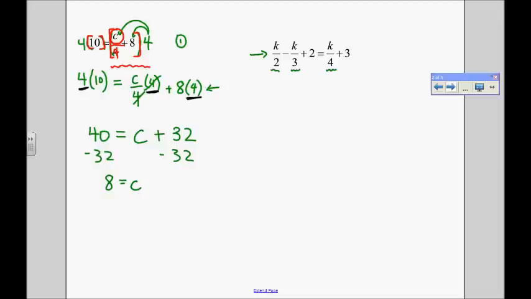Because when you multiply 4 over 2, this is going to reduce to 2. So it's going to get rid of the denominator of 2. So to lighten up my workload, I'm going to multiply everything by 3 and by 4.